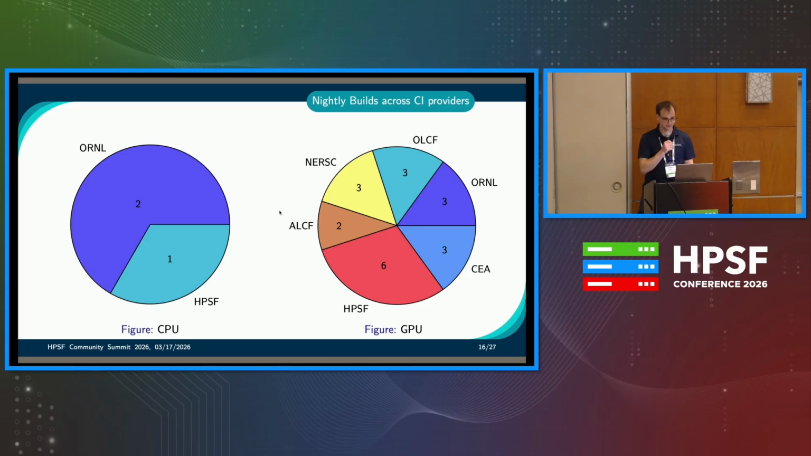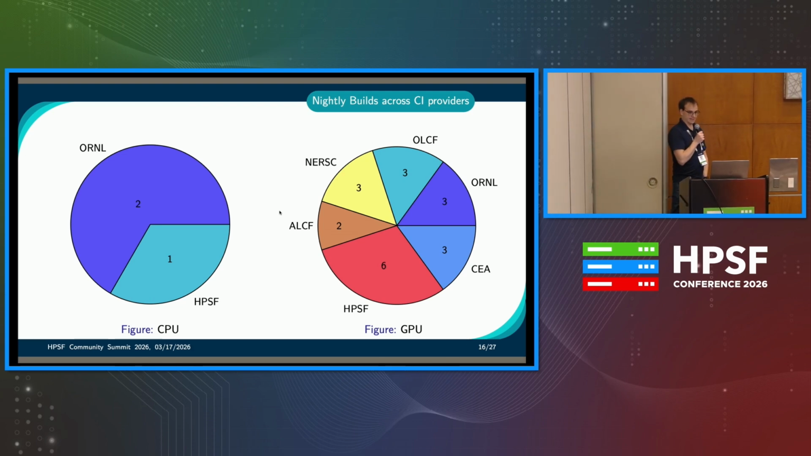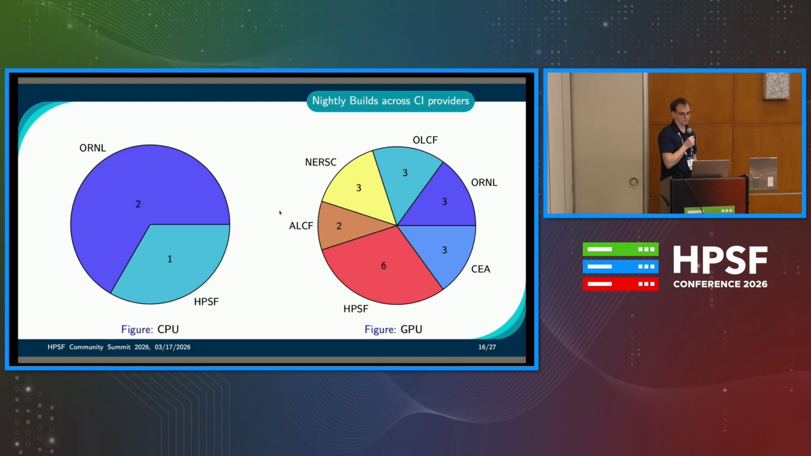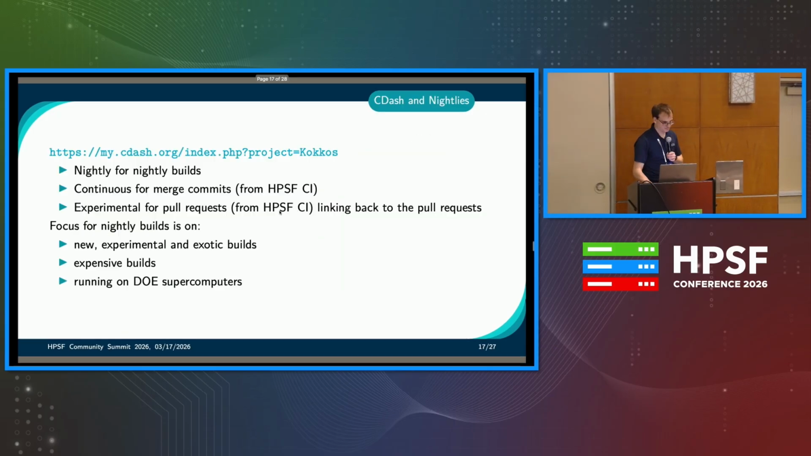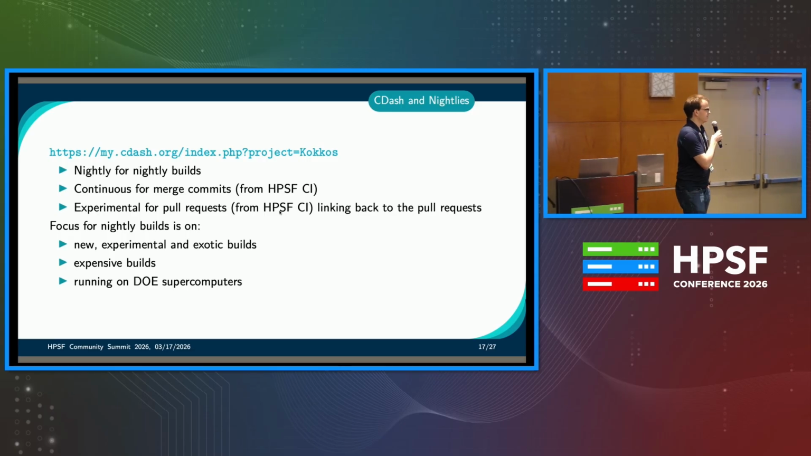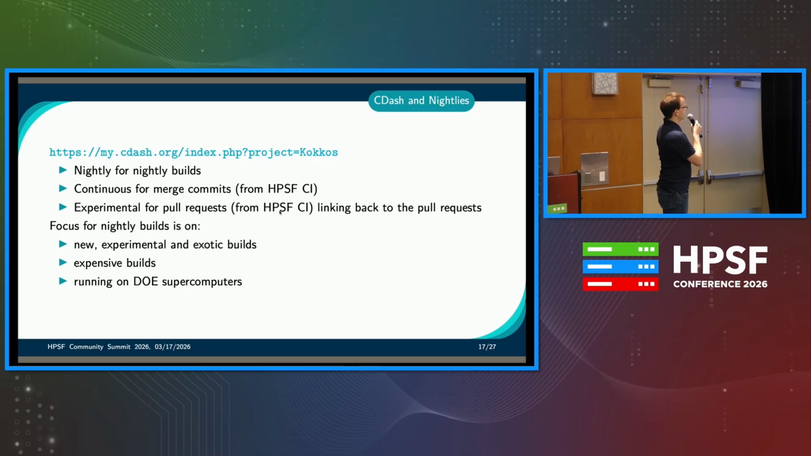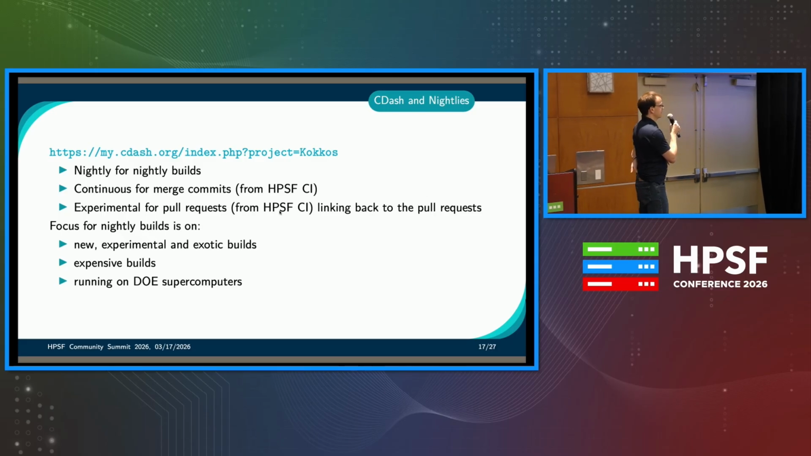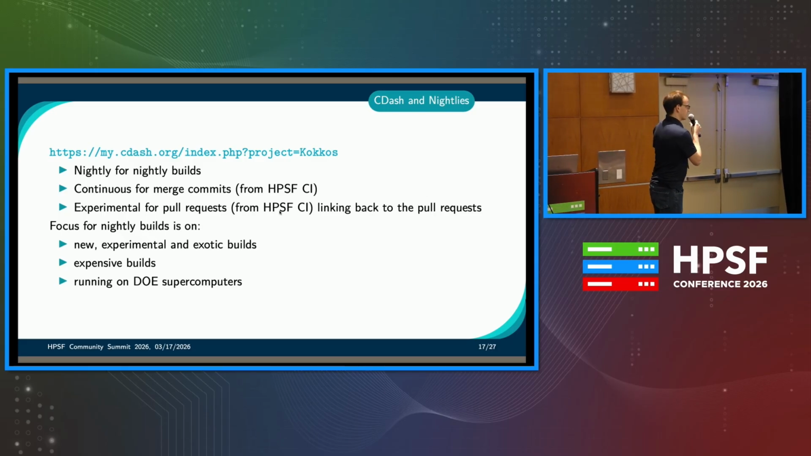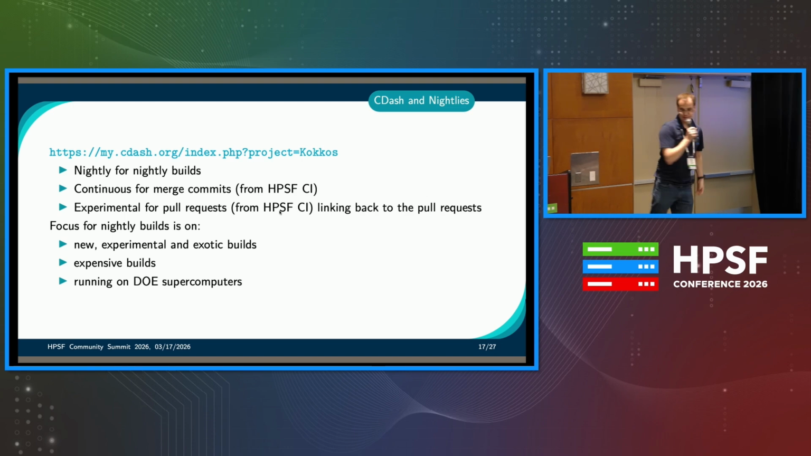CEA provides some nightly builds. And then we also have a bunch of things on the CPU side, but not as much. Basically, everything on the nightly side we can see in CDash, where we use all the different dashboards, which is nice. And as I said before, it's more new and experimental and exotic builds, expensive builds.